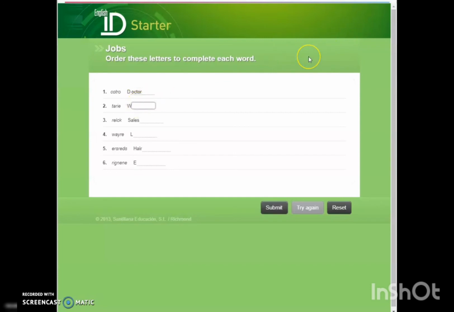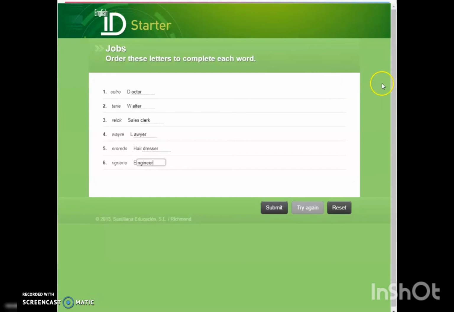Okay, the first one is doctor. I think we have waiter. The next one is sales clerk. Then we have lawyer. As you can see, this exercise is very easy, right? Hairdresser. And the last one is engineer.